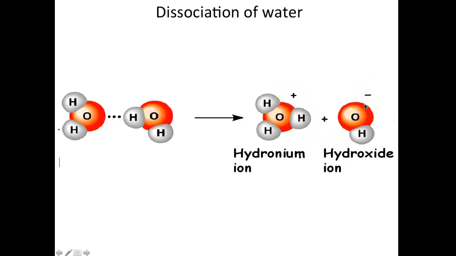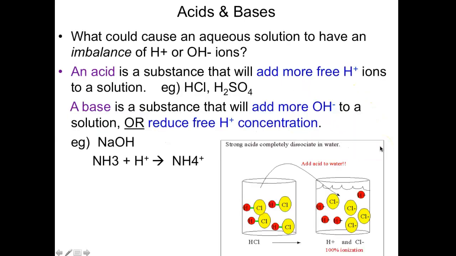In pure water, this would happen. You have an equal number of hydrogen and hydroxide, and that's the definition of a neutral solution. So now we're talking acids and bases and neutral solutions, right? So what does it really mean to be a neutral solution? It means that you have the same concentration of hydrogen ions as you do hydroxide ions, okay?